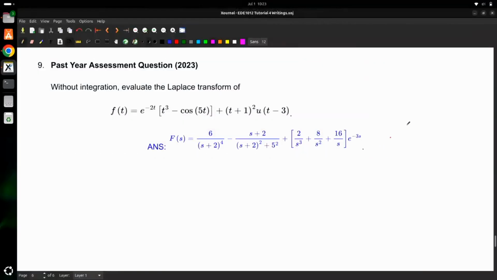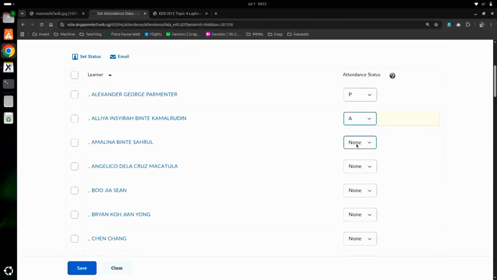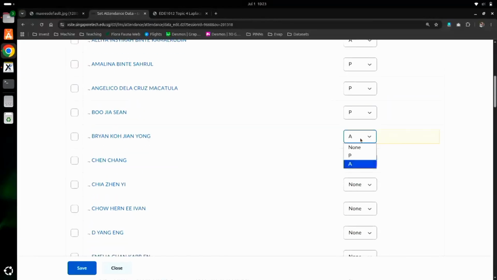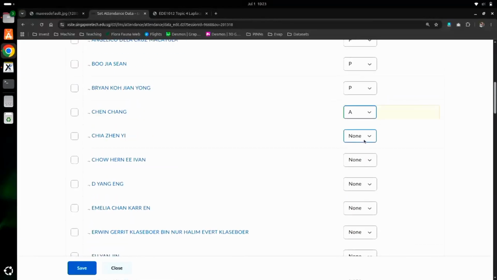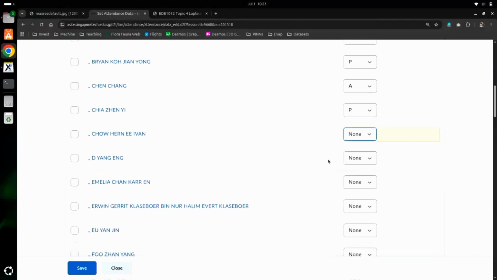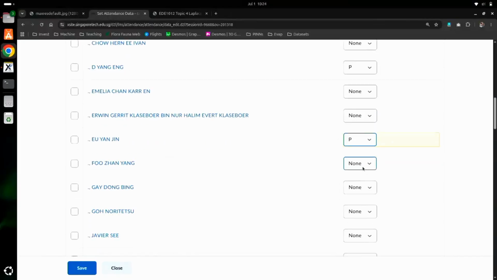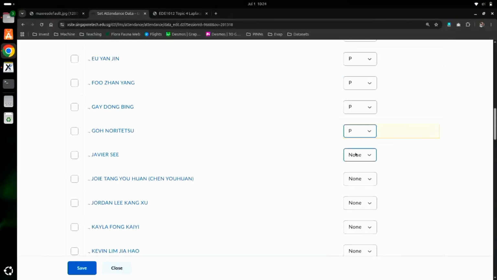Let me mark attendance. Alexander, Aliyah, Emelina, Angelico, Jiashon, Brian, Chen Chang, Zhen Yi, Ivan not here. Oh yeah, he might be in a later class. Yang Ing, Emilia, Erwin, Yanjin, Zhan Yang, Dongbin, Noritetsu here, Javier here, Joey here, George.